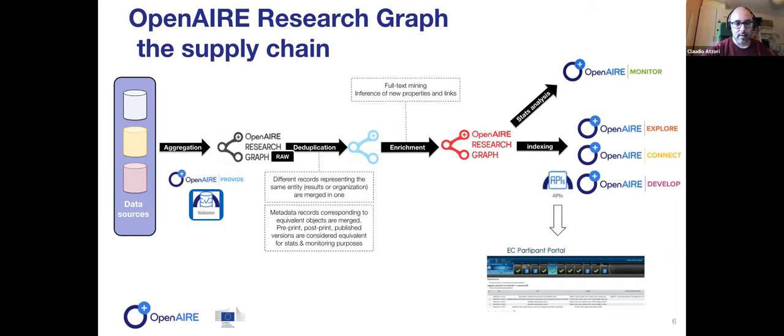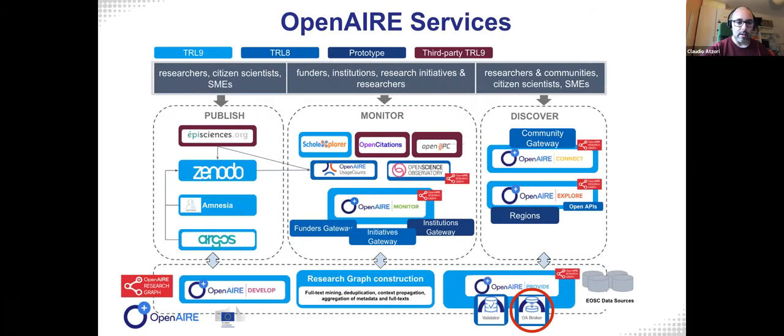Finally, this step builds the final representation of the graph that is pushed to the backends serving our public services like OpenAIRE Monitor, Explore, Connect, and the API through Develop. As you can see, the amount of services that can be built on top of the graph is quite important. So the graph in this sense plays really a central role in many of the things we do in OpenAIRE.